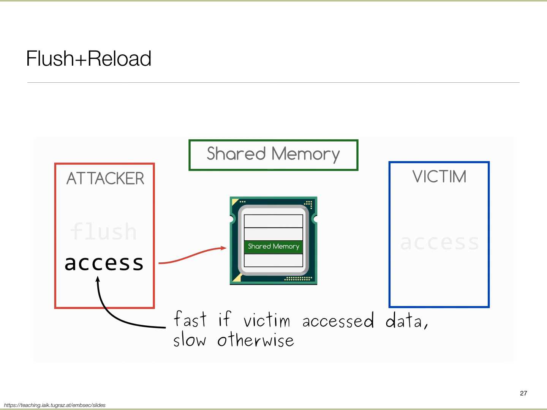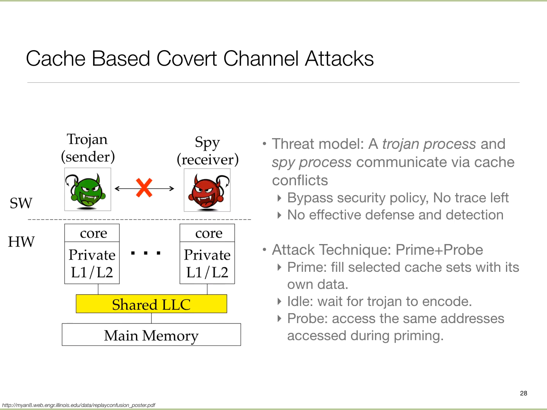Okay, so in this particular case, at least we know that by measuring the speed, I can know whether the victim accessed some particular thing or not. So that leads to exploiting this cache as a kind of covert channel to do nasty stuff. One threat scenario is I have a Trojan process and a spy process, and they can communicate via cache conflicts. Oftentimes you may have two apps on your phone, and they're supposed to be in what is called a sandbox. They're not supposed to talk to each other, but now they can talk to each other. They can actually cooperate in this case.